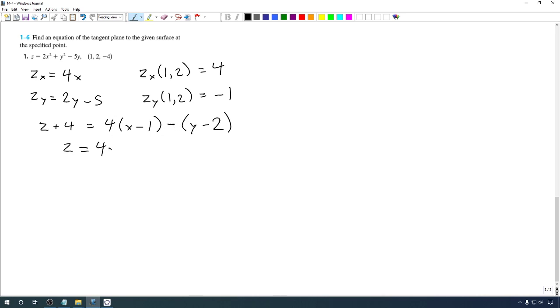We get a 4x. We have a minus y. If we combine all of our constant terms, we have a negative 4 here. We have a plus 2 here. And we have a 4 that's going to become a negative 4 over on this side. And so ultimately we get a negative 6. And that's the equation of our tangent plane.